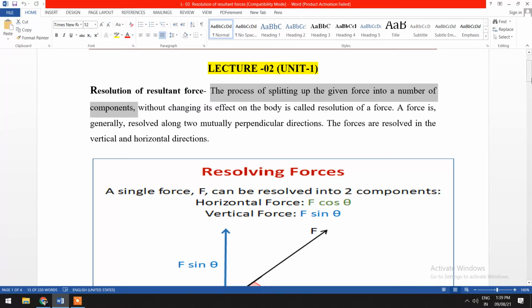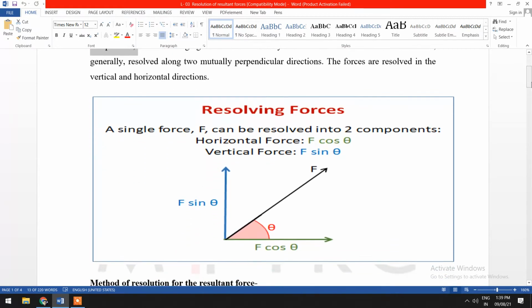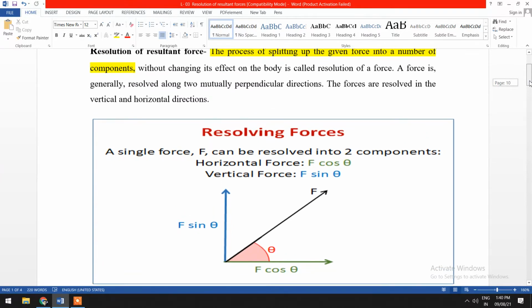From the figure we can see that the force F is acting at an angle theta with the horizontal direction. If we resolve this force F into two components, one will be in the horizontal direction and the other in the vertical direction. The component in the x direction will be F cos theta, and in the y direction F sin theta will act. With this concept, we can resolve forces into two directions that are mutually perpendicular to each other.